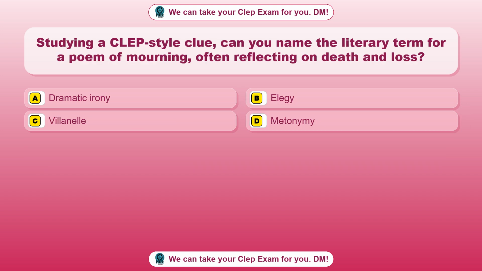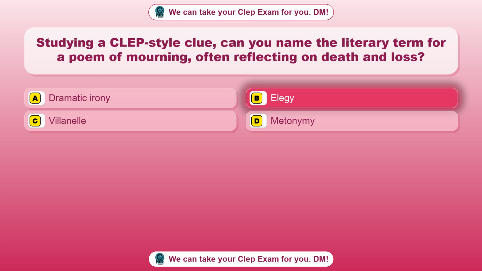Question 7. Studying a CLEP-style clue, can you name the literary term for a poem of mourning, often reflecting on death and loss? Option A. Dramatic irony. Option B. Elegy. Option C. Villanelle. Option D. Metonymy. The correct answer is option B.